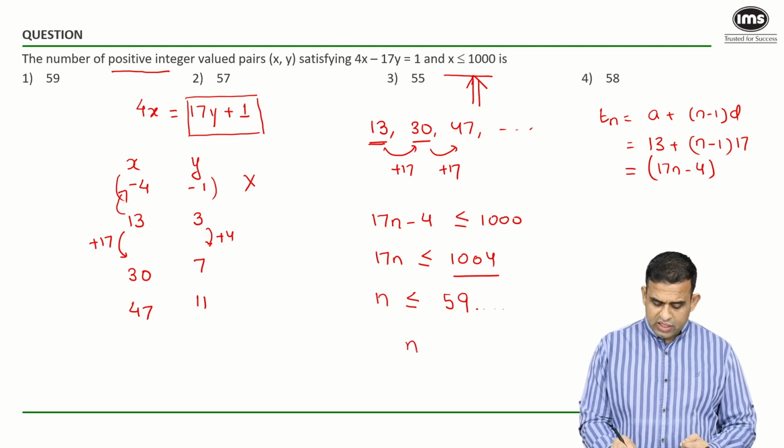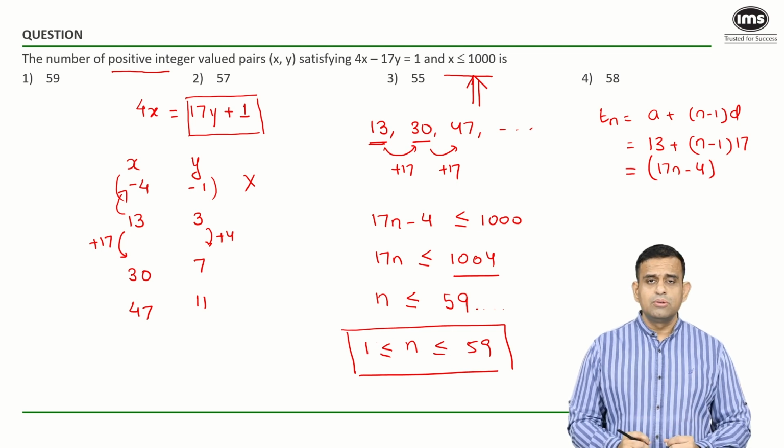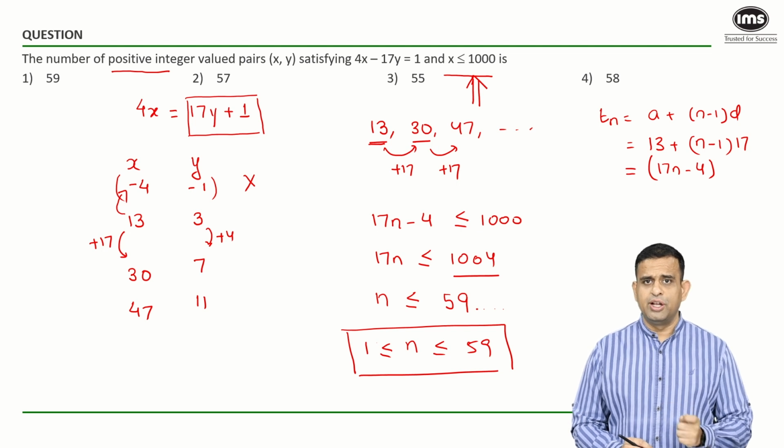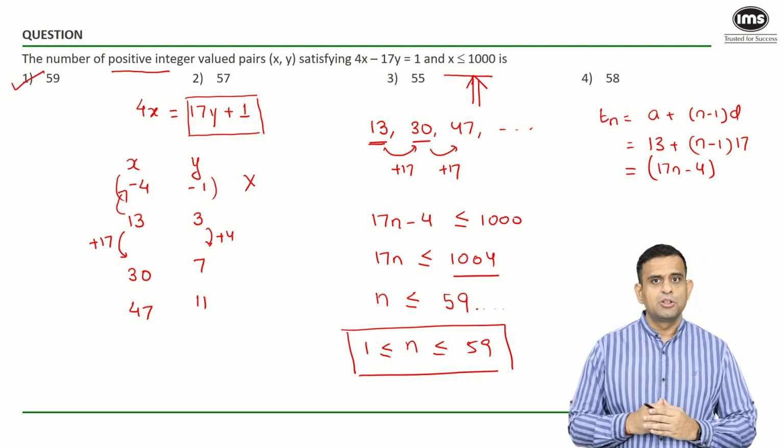So n can take the values from 1 till 59, and hence one can say we have 59 possible pairs of x comma y, where both the numbers are positive integers. At the same time, we also meet the condition that x happens to be less than or equal to 1000, which means option number 1 is the required answer for this particular question.